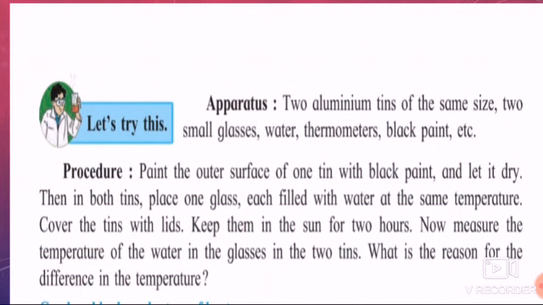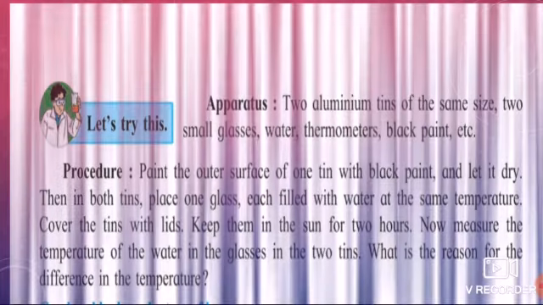Now why did it happen? What is the reason behind it? Because the black color absorbs the heat more than the other container. So in black color the absorption of heat is more. So especially in the summer season, or even in October, if we wear black clothes, we will feel hotter than in any other color, because black color absorbs the heat more.